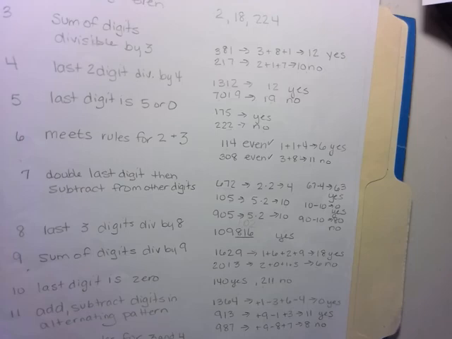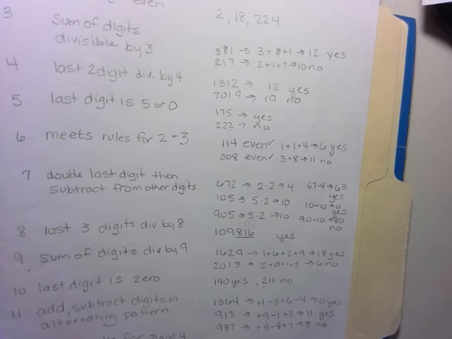524, we add up the digits, we get 11. 11 is not divisible by 3, so right away we know it is not divisible by 12. And that should end chapter 1.